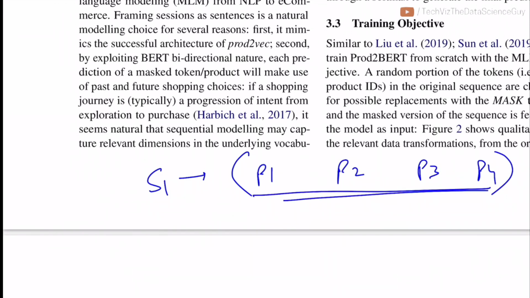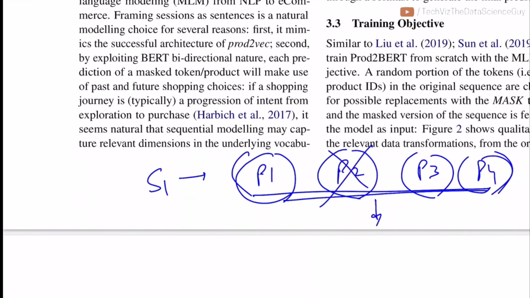So they treat every session as a sentence, and each of these units, which are these products, as words in that sentence. And now the idea is the same. You pass them through BERT, and at the output end, if let's say this was masked, you try to predict what this word or the product was. And you keep iterating this for n number of sentences, and also through the duplicate instances of the same utterance.